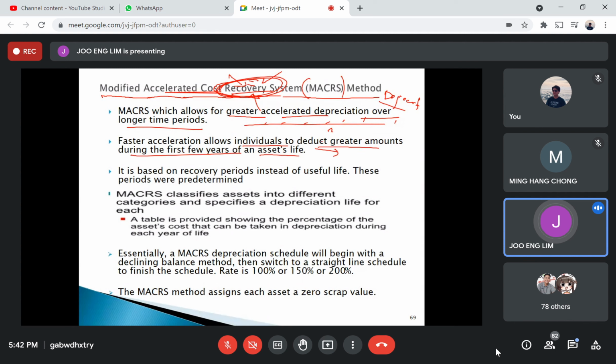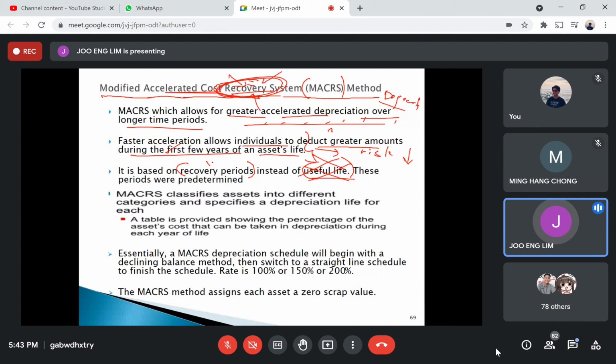So this is the reason that we want to use it, and of course the risk will be less if you are able to do earlier recovery. MACRS is based on recovery period instead of useful period. So they don't look at the useful period. That one we always look at N, right? You must know the N, then only you can calculate SYD. You must know the N, then you are able to calculate what is the double declining rate. So MACRS, they do away with useful life.